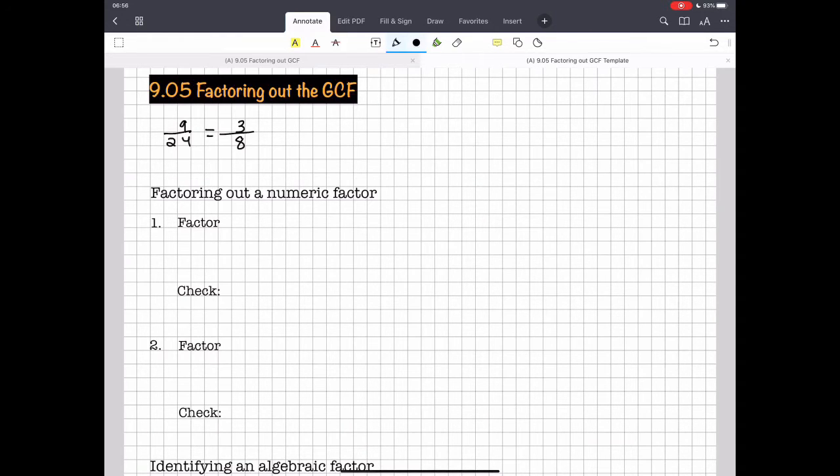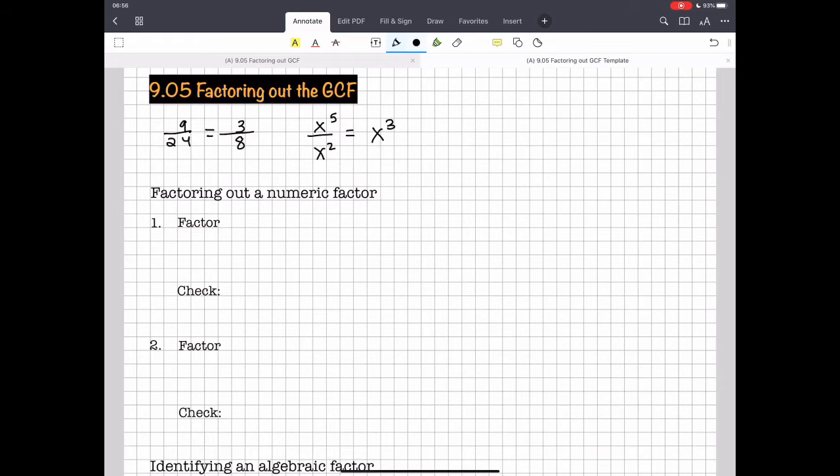We even did this year when we had something like x to the 5th over x squared. And what we were really doing here was dividing the numerator by factors of x. We know that we could divide by x twice, and this would leave us with x to the 3rd. So that's what we're talking about when we're talking about finding a GCF.